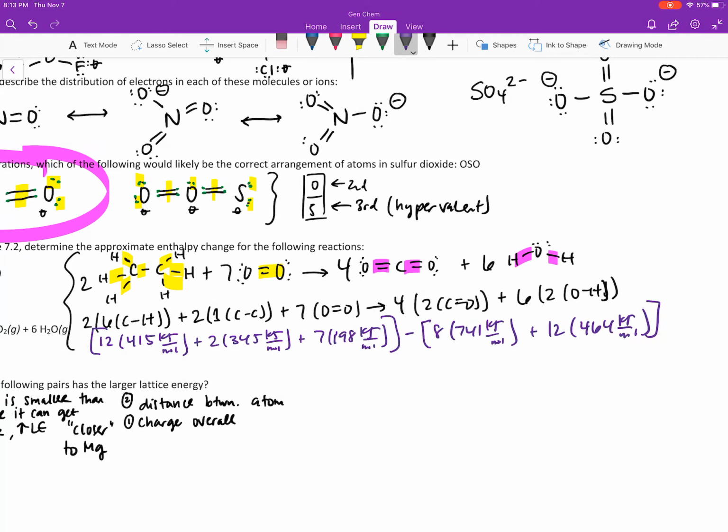Okay. So, to do the math on that, we're going to take 12 times 415 plus 2 times 345 plus 7 times 198 equals 7,056 kilojoules. And we're going to subtract from that what you can imagine is going to be a much bigger number, 8 times 741 plus 12 times 464.